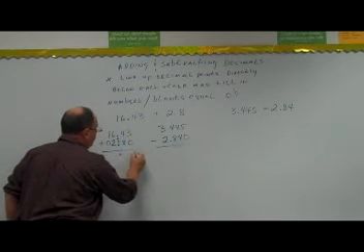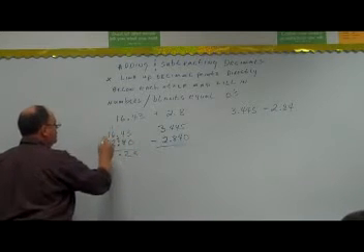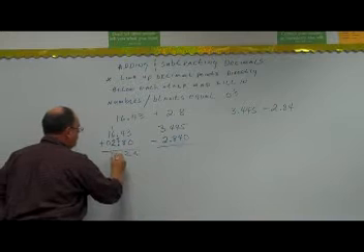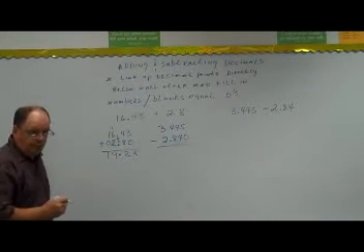3 plus 0 is 3. 4 plus 8 is 12. Carry the 1. 1 plus 6 is 7. 7 plus 2 is 9. 1 plus 0 is 1. And there you have your answer.